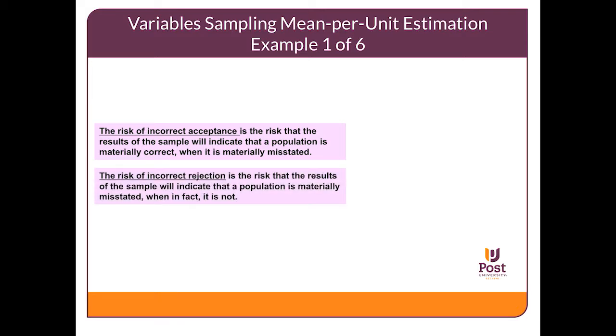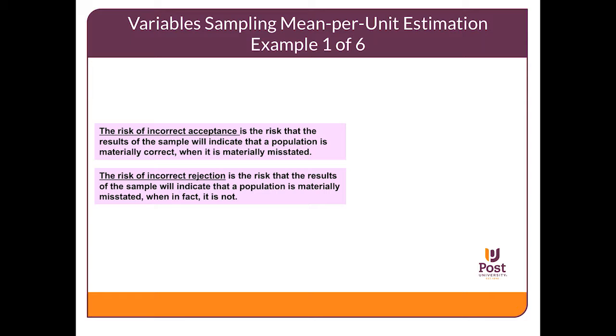The risk of incorrect rejection is the risk that the results of the sample will indicate that a population is materially misstated when in fact it is not. This affects the efficiency of the audit because you end up doing more work.